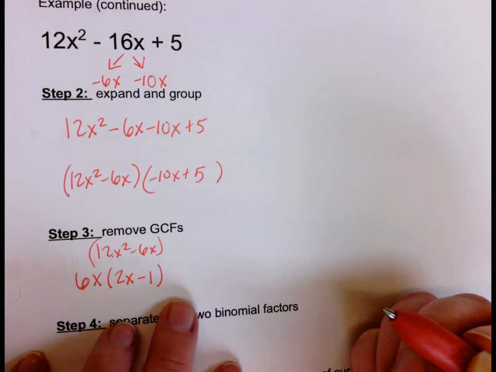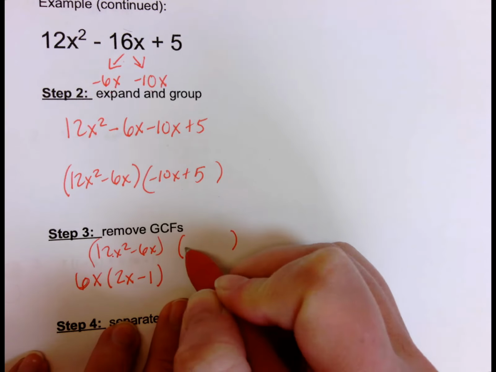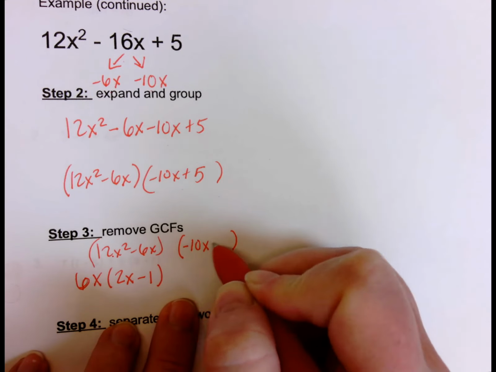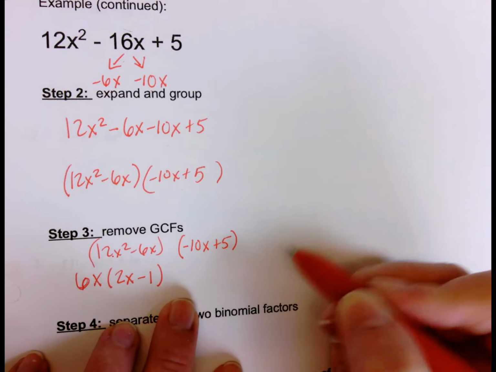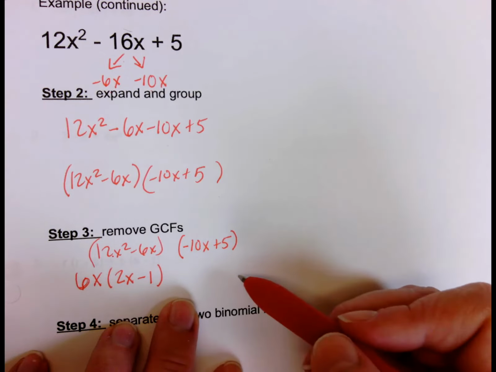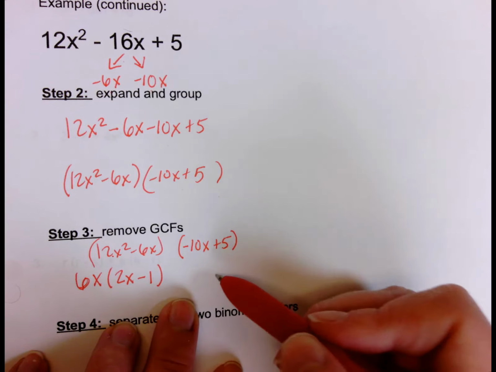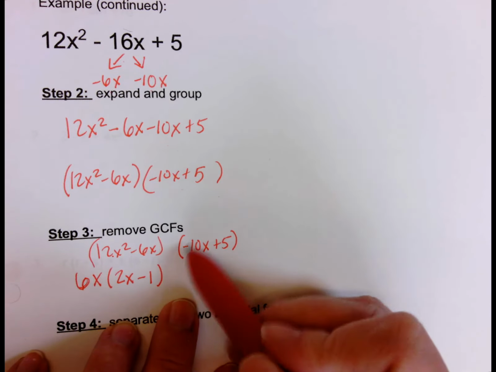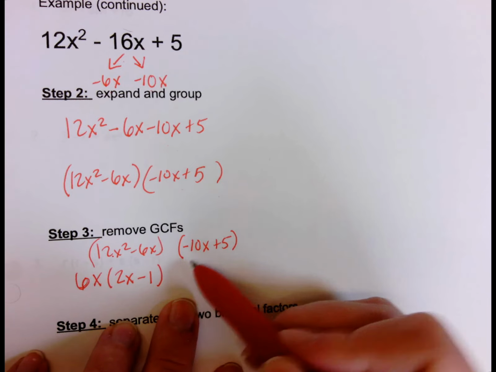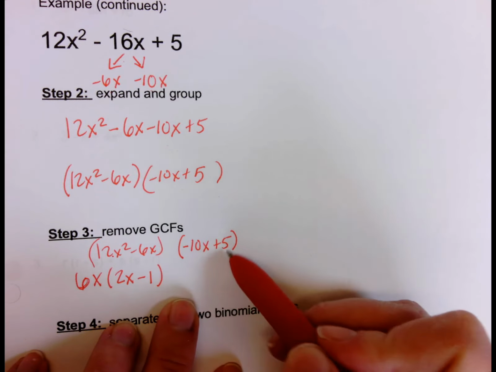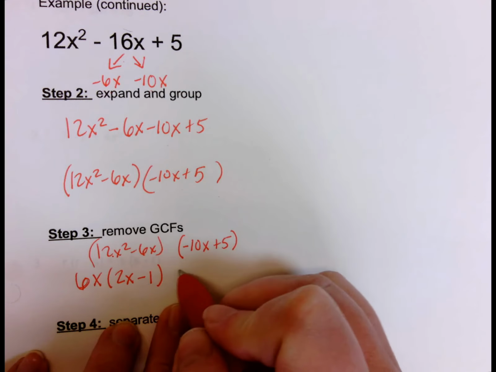Okay. Then we take that second one. We have negative 10x plus 5. And what we're going to do is go ahead and find our greatest common factor for this one. Now, I don't want to leave a negative here. So I'm not just going to pull out the 5 as our greatest common factor. I'm going to pull it out as a negative 5.